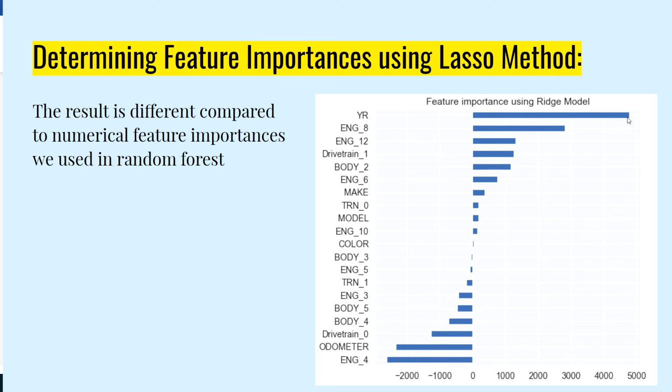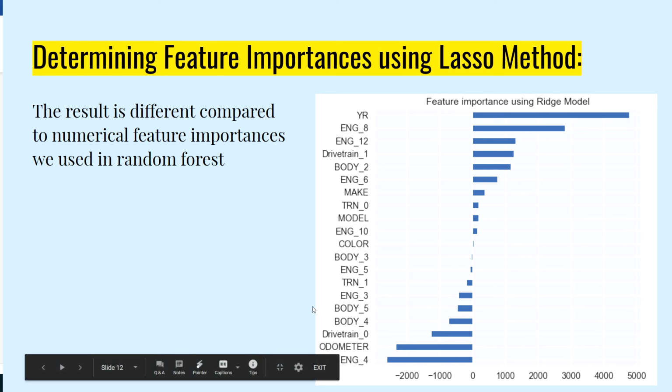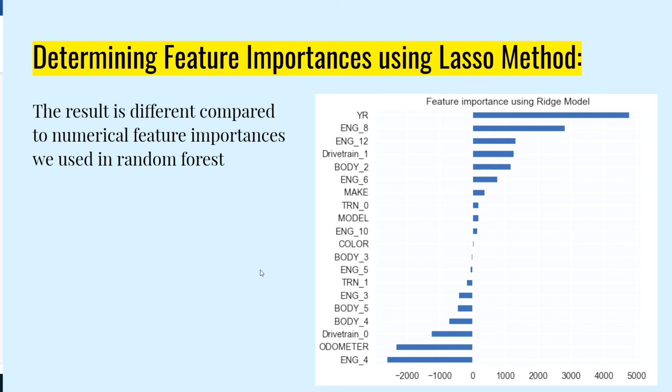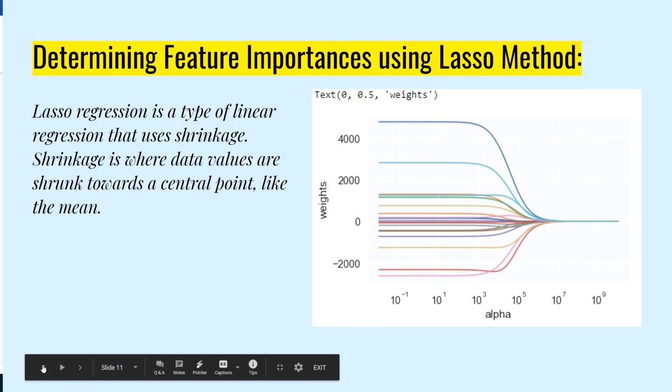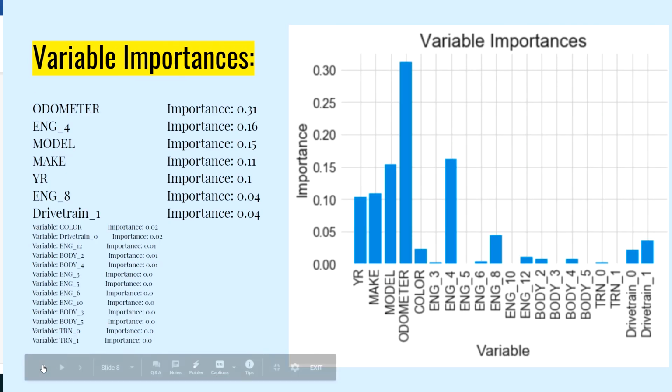As you can see here, this feature has the highest weight, like plus $5,000, and the engine has a negative weight. Engine 4 has a negative weight of minus $2,000, and there are some values that have little or no effect. And it's actually different compared to the random forest numerical features we used before. If we come back really quick, here we have year, engine, and year. There it was odometer, model, make, and engine 4.